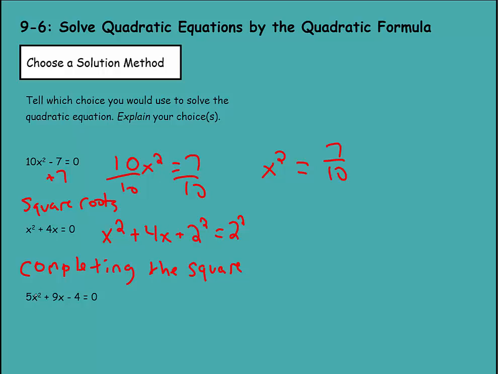Here I have 5x squared plus 9x minus 4 equaling 0. I don't know about you, but I can't do this one in my head. It seems pretty difficult, especially with that 5 for the x squared. So in that case, I'm going to choose the quadratic formula. And that's going to save me a lot of time just solving it that way.